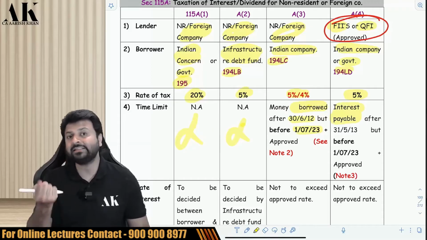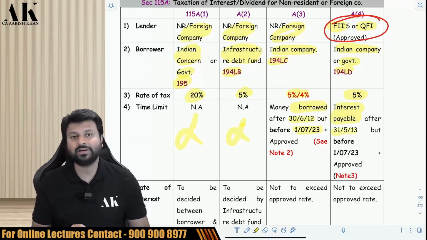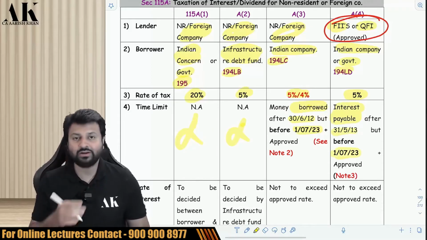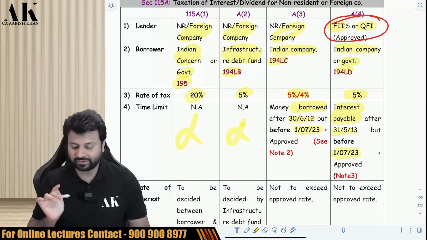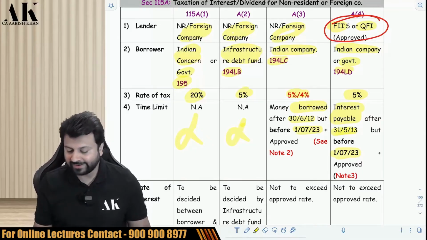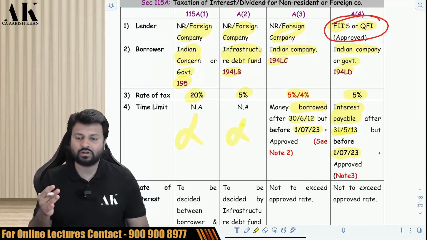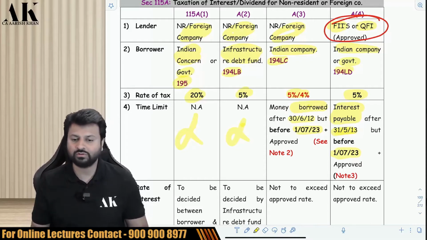In the third section the money has to be borrowed between that period, but in the fourth section the interest has to be payable after 31st May 2013 but before 1st July 2023. You have to be very careful about it. Okay, so here the interest has to be payable after 31st May 2023 but before 1st July 2023.